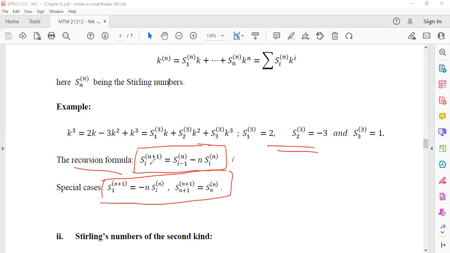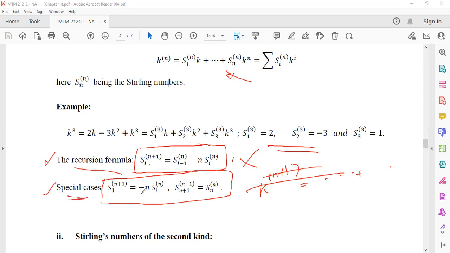Okay, the recursion formula: S(i, n+1) can be written as S(i-1, n) minus n times S(i, n). Okay. So using this one, you can write the k(n+1) form. So you can derive this one. Okay. So anyway, we don't need that one for now. Okay. So these are extra things.